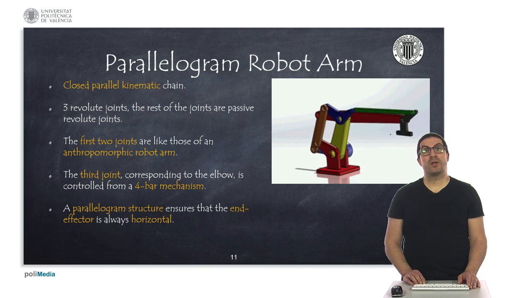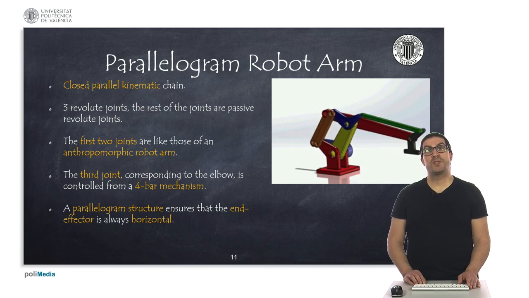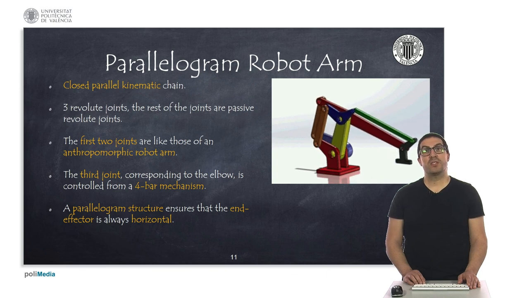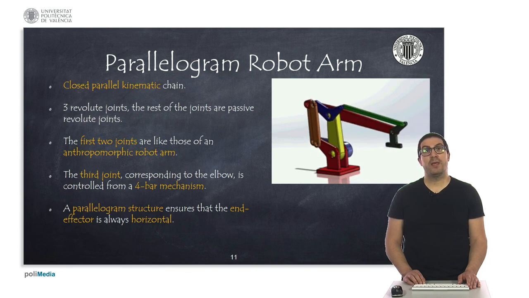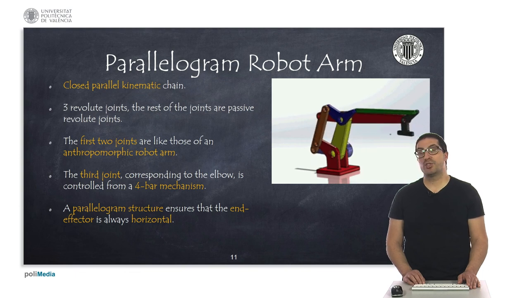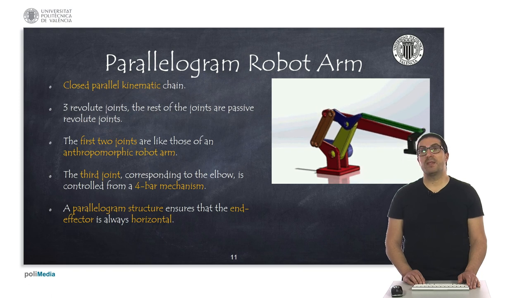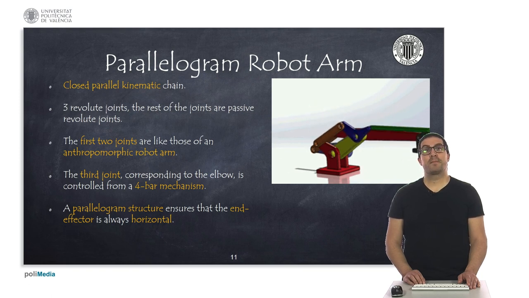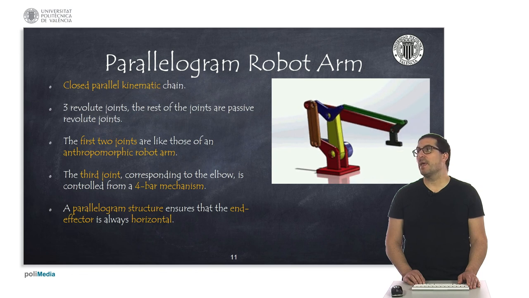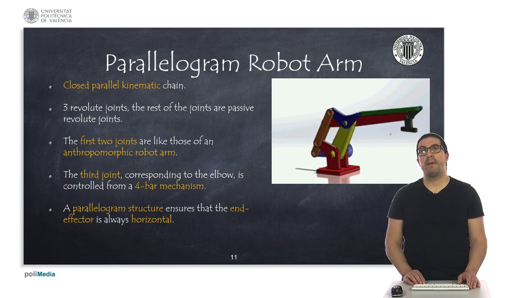The parallelogram robot arm structure is a closed kinematic chain robot. It has 3 revolute joints, while the rest of the joints are all passive revolute joints. The first 2 joints are just like the ones we can find in any anthropomorphic arm. The robot in the animation does not include the first joint, in which we can turn the wrist of the robot arm, but I believe it's easy to imagine how it works. The third joint of this robot is controlled by a 4-bar mechanism or linkage, and the end effector is usually controlled with a parallelogram structure that ensures that it's always horizontal, as you can see here in the animation.